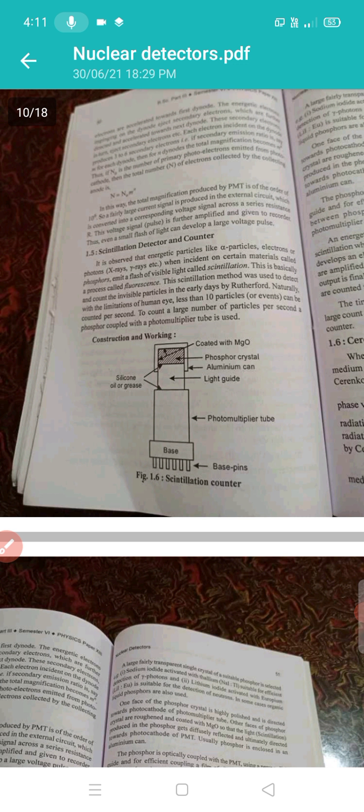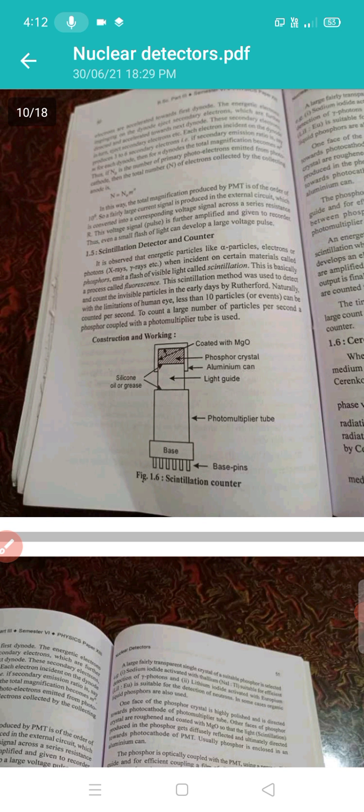Here in the scintillation detector, the photomultiplier tube is used. See why the photomultiplier tube is used here, what the scintillation detector is, how it works, and what the construction of the scintillation detector is. We have to know all about the scintillation detector.